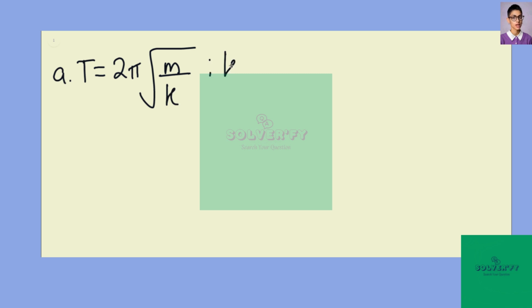So for part A, we simply want to find the spring constant. We know that the period is going to be equal to 2 pi times the square root of the mass divided by the spring constant. So we can say that the spring constant is going to be equal to 4 pi squared times the mass divided by the period squared.